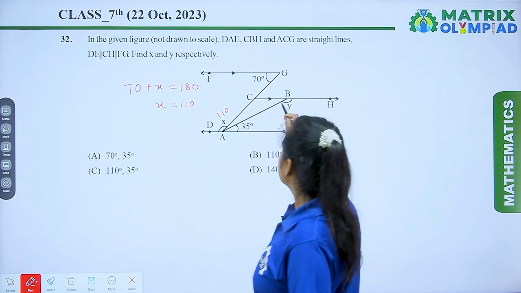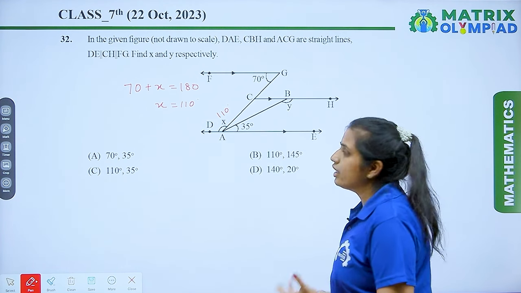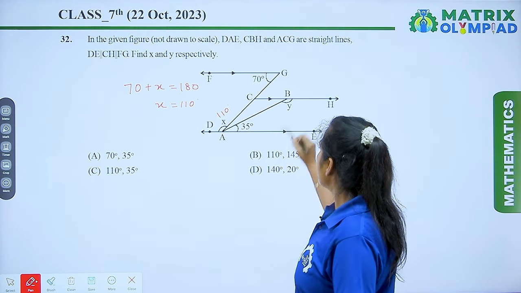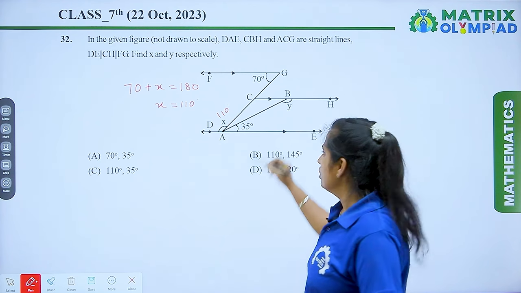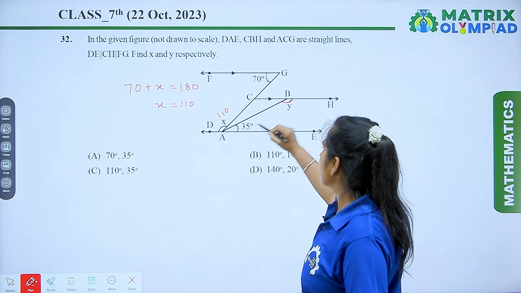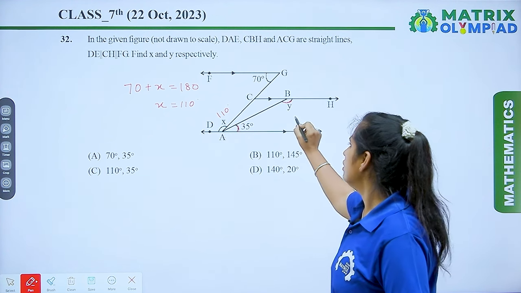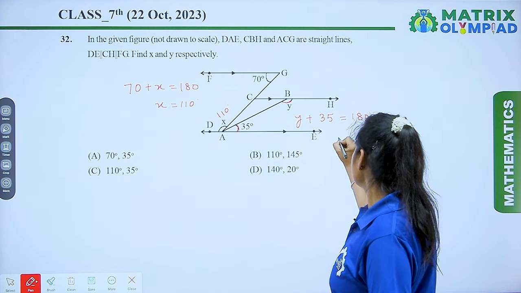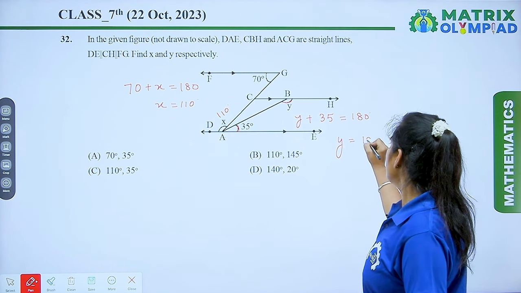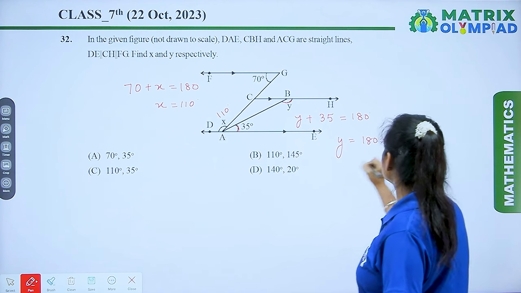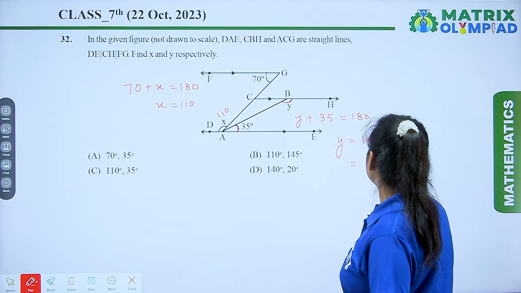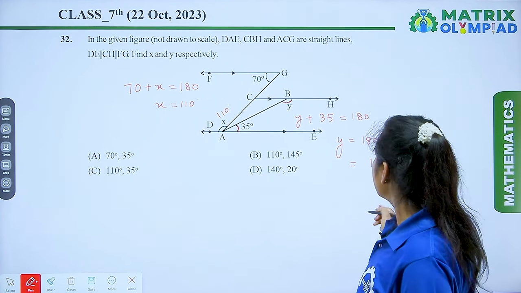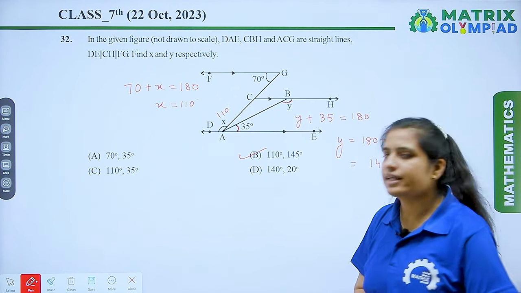The same concept will be applicable in finding out the value of Y also, because here CH is parallel to AE and here BA is transversal. So 35 and Y, these two angles are forming co-interior angles. So here Y plus 35 degrees is equal to 180. So the value of Y is equal to 180 minus 35, that is equal to 145. So here option B is the correct answer.